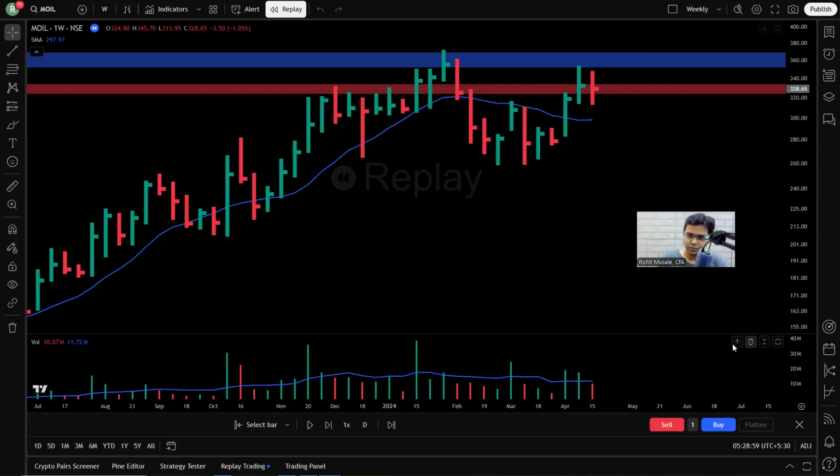And we have looked at this chart, MOIL, weekly time frame chart. This is 15th April 2024. So as per the SEBI regulations, we are allowed to discuss this chart. Here we are not going to discuss the breakout or trade execution or trade management. Here we are going to discuss individual bars.